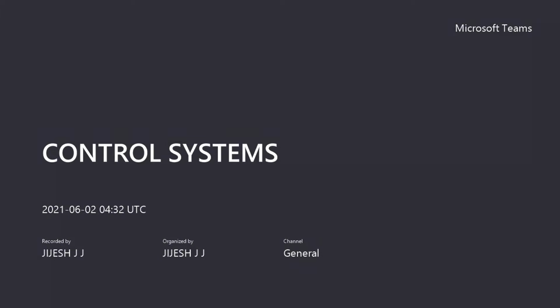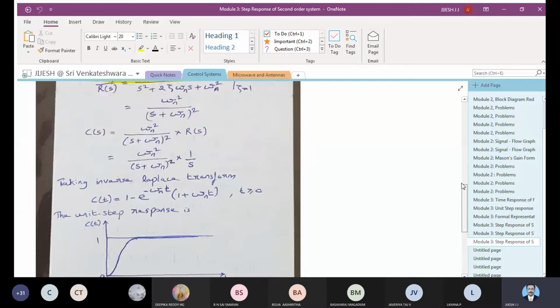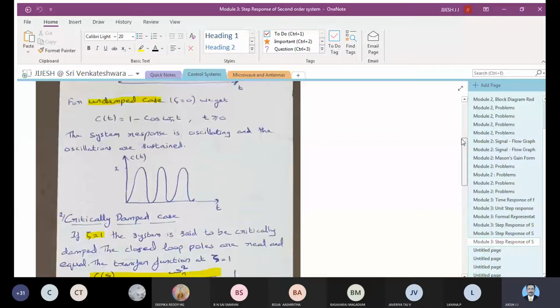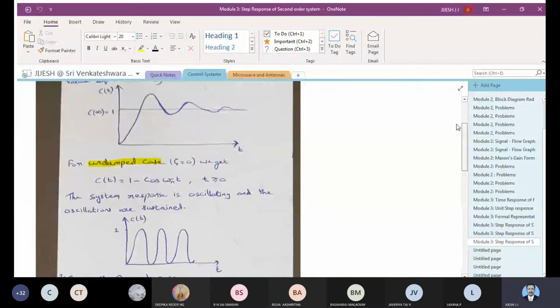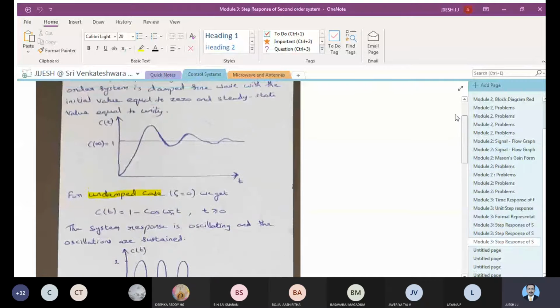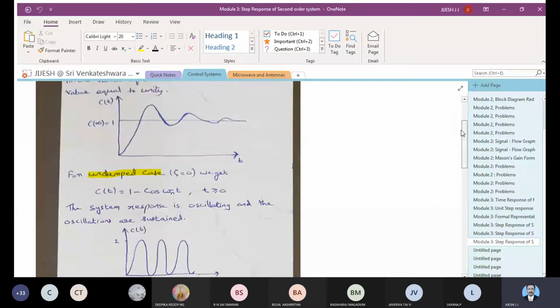We have been discussing the underdamped condition in the previous class, and we also covered the undamped condition, where zeta is equal to 0. We have also seen the underdamped case for C of t, and all these things are completed.